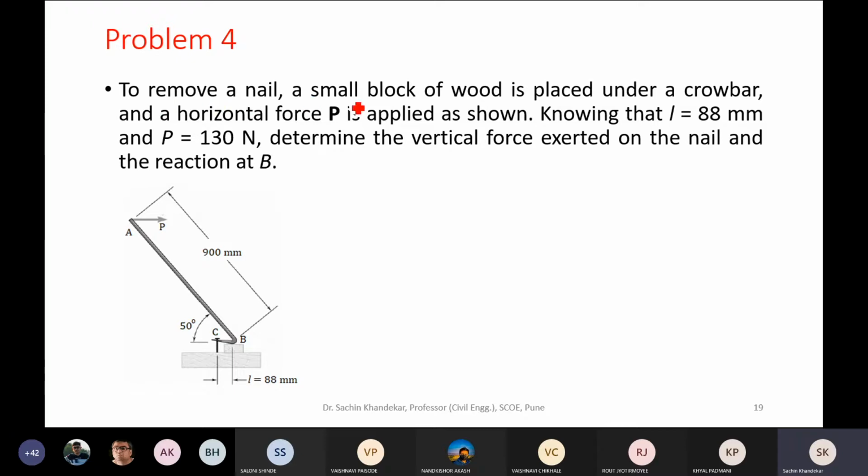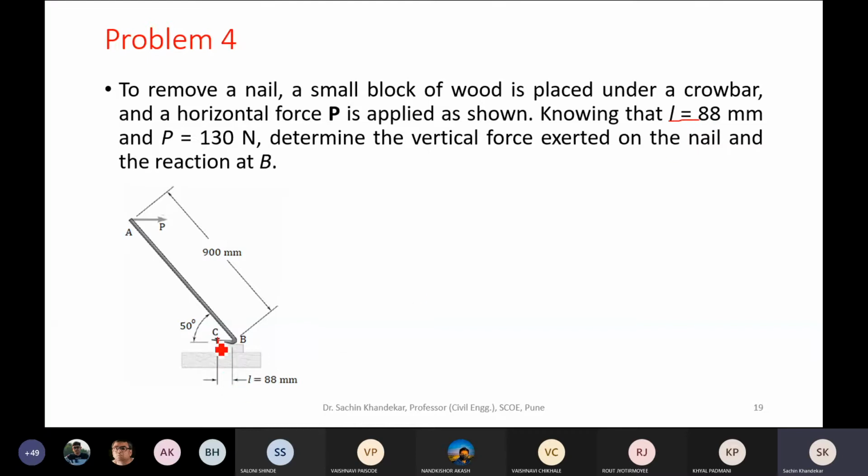To remove a nail, a small block of wood is placed under a crowbar and a horizontal force P is applied as shown in the figure. So this is the crowbar A, B, C, and it is required to remove this nail. The nail is vertical, please note that. Knowing that this small l is equal to 88 millimeter.